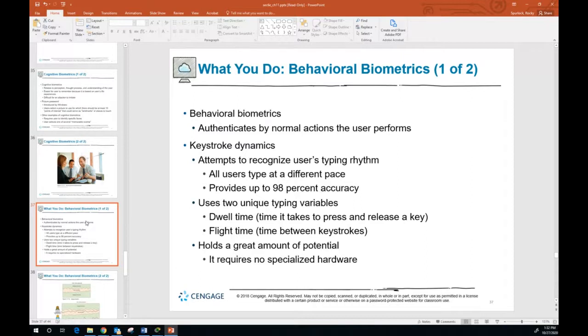All right, behavioral biometrics. This is what you do. This is the way a user is authenticated by normal actions that the user performs. One of the ways is keystroke dynamics, where it attempts to recognize the user's typing rhythm, because all users are going to type at a different pace, and this does provide up to 98% accuracy.